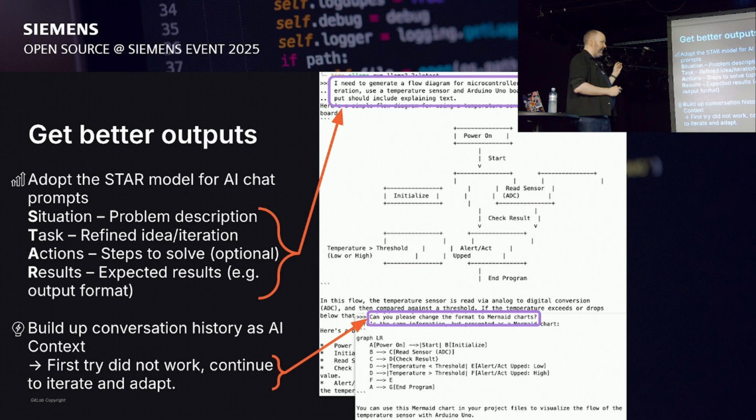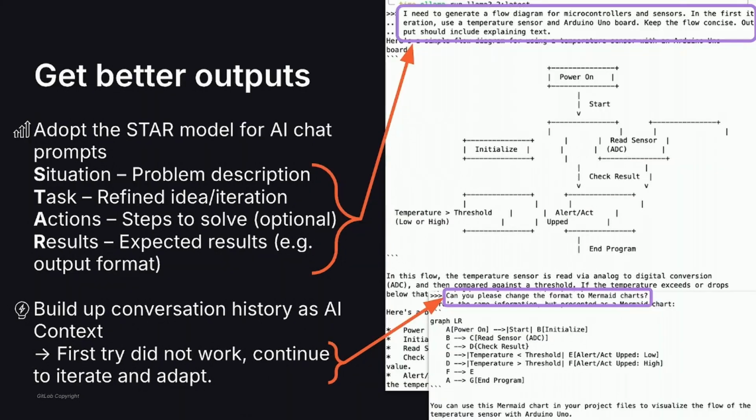If you want to get better outputs, this is also something I learned by myself when doing job interviews at GitLab. There's the STAR model, which says situation, task, action, and results, which I think you can also map on an AI prompt and say, this is the problem with the situation I'm in. I need to fix that specific problem or generate a flow. Yeah, the flow diagram for microcontrollers and sensors.